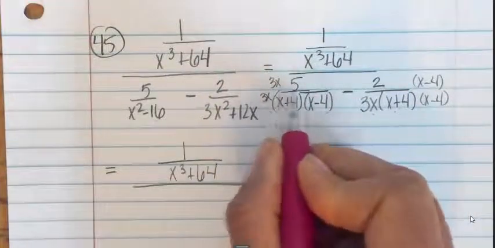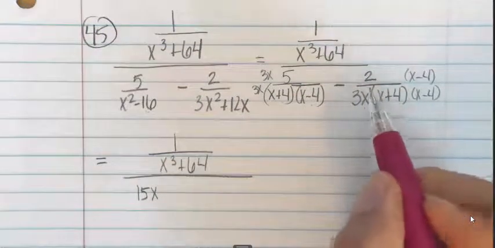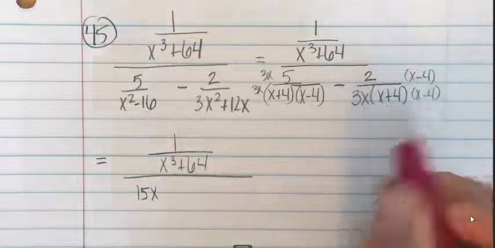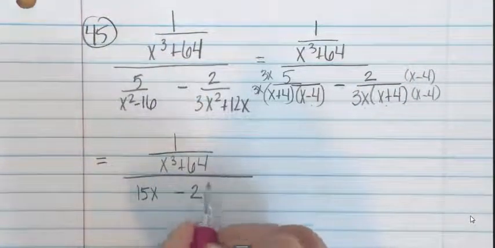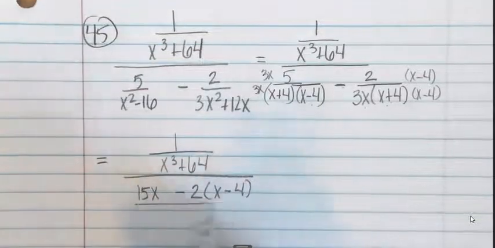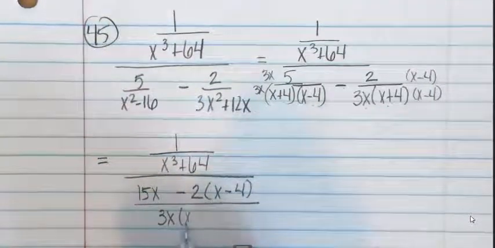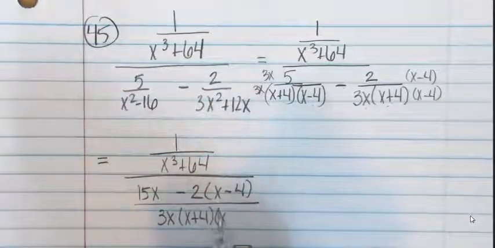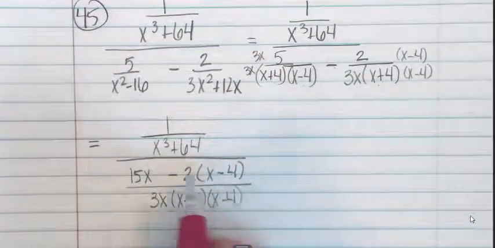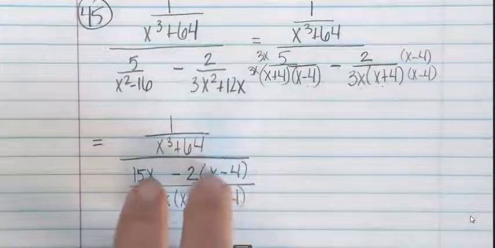This one's going to give me, now this is 15x. And be careful here. So this is a minus 2 times that junk. I'm going to write it out. Minus 2 times the x minus 4. All over my common denominator, which ended up giving me 3x times x plus 4 times x minus 4. Now going on and simplifying the numerator of the denominator. I know that's confusing, but simplifying the numerator of the bottom fraction.